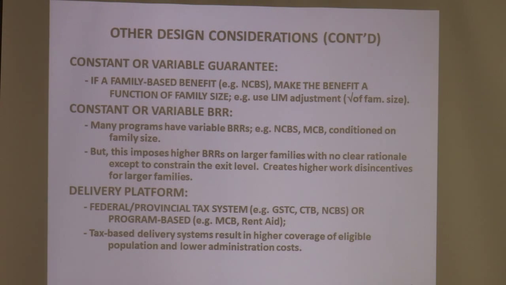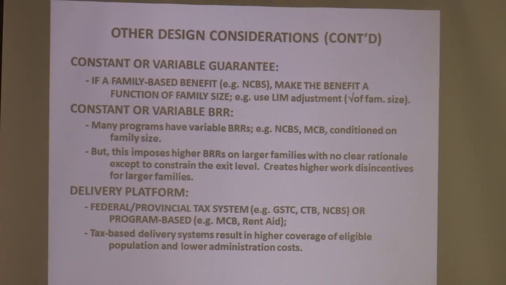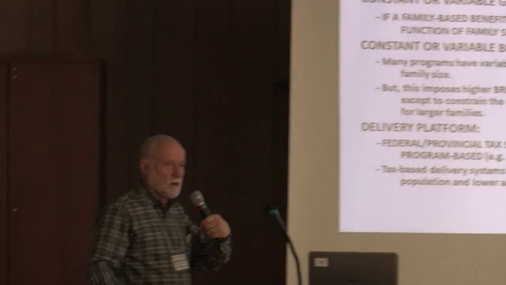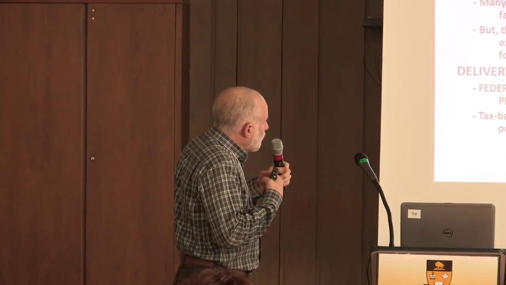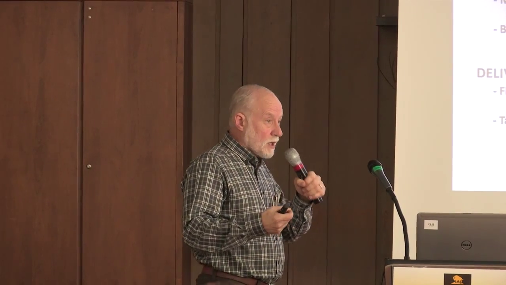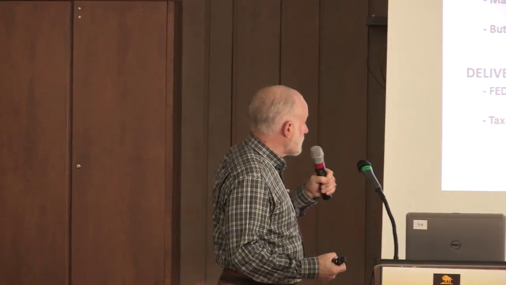Same thing with the benefit reduction rate. Many programs have variable benefit reduction rates, such as the NCBS and the Manitoba Child Benefit, conditioned on family size. Well, I would argue this basically imposes higher BRRs on larger families with no clear rationale except to constrain the exit level. You want to contain costs. Well, that doesn't make sense to me, because it really creates inequities across the families. So for me, a constant benefit reduction rate makes more sense, because benefit reduction rates do affect work incentives.